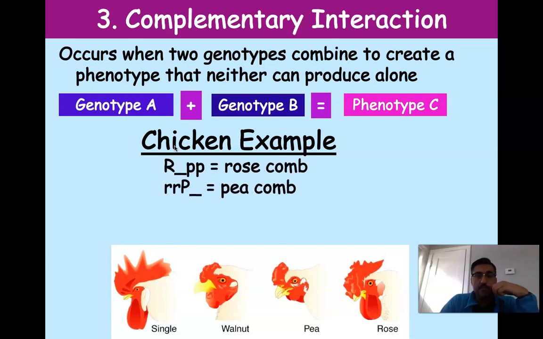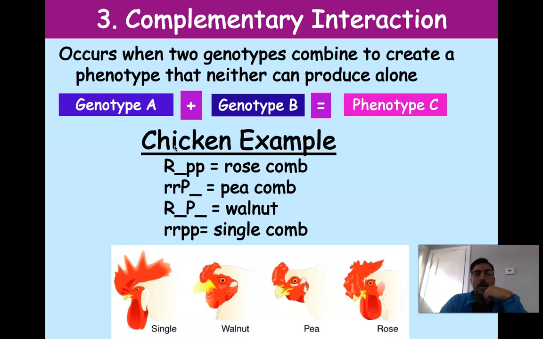Here are four options. As long as it has a big R, little p, it's what we call the rose comb head of the chicken. So there you go. Looks like that. Little r, big P is going to be pea comb. Its head shape is going to look like that. It's pea comb. There is its genotype. The blank here means that it could be any other letter.